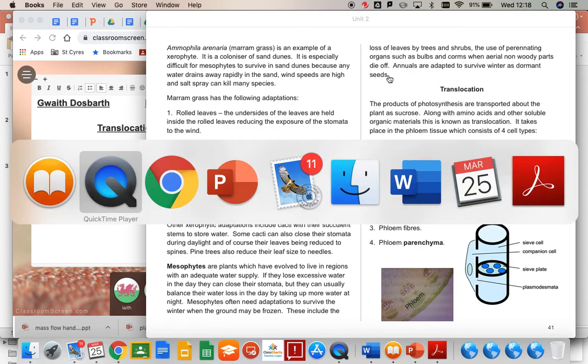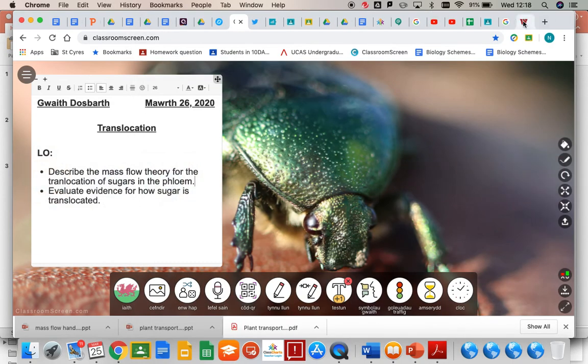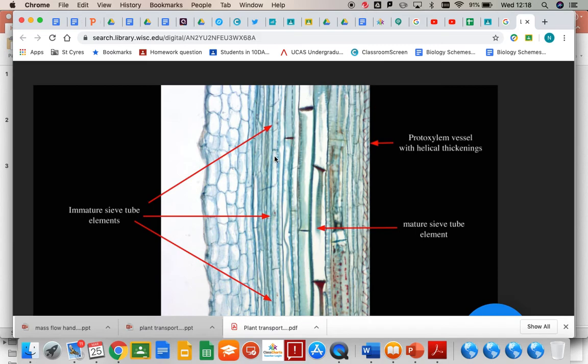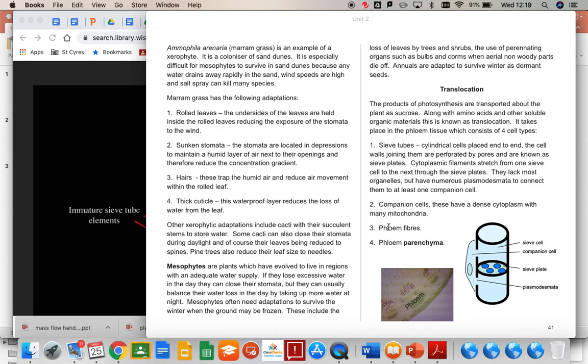Let me just find an image of that for you. Right, so this is a longitudinal section, and we can see these are called the sieve tube elements, and we have the companion cells right next to them. So this is just representing what's going on here.